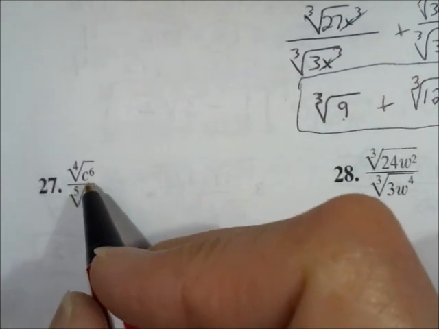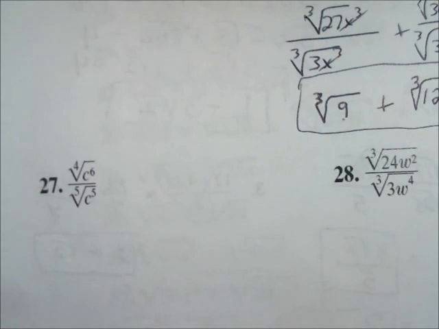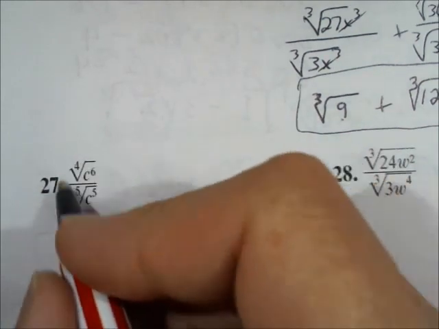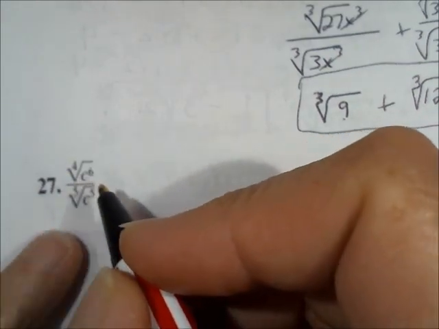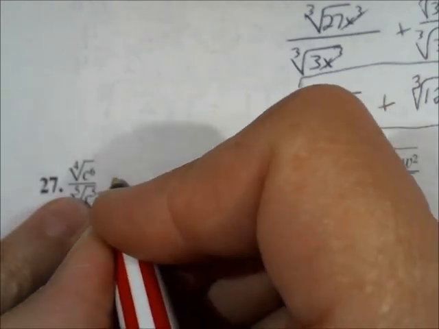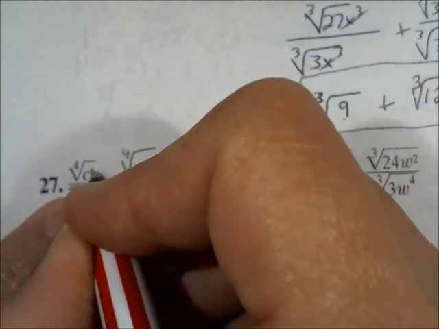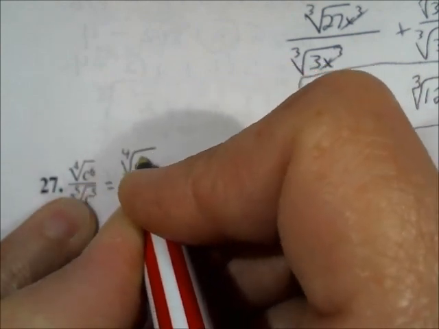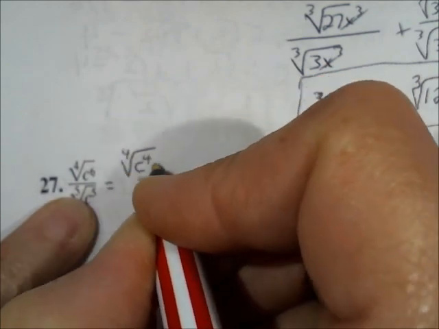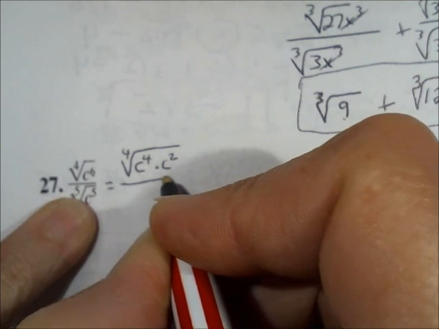Number 27, if you have a 4th root and a 5th root, you can't create one big radical. So you're going to have to simplify the numerator by itself and then the denominator. Since this is a 4th root on the top, we're going to split c to the 6th up into c to the 4th, because those should match, times c to the 2nd.